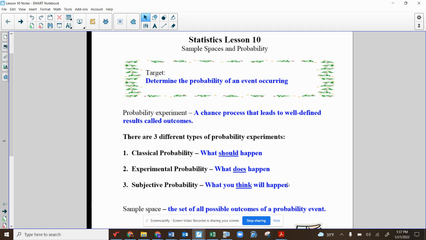And then subjective probability is what you think will happen. I'm going to flip a coin 10 times and I think I'm going to get heads 10 times. Subjective doesn't necessarily have to be true. It's just what you think, and we're not going to really deal with that all too much.